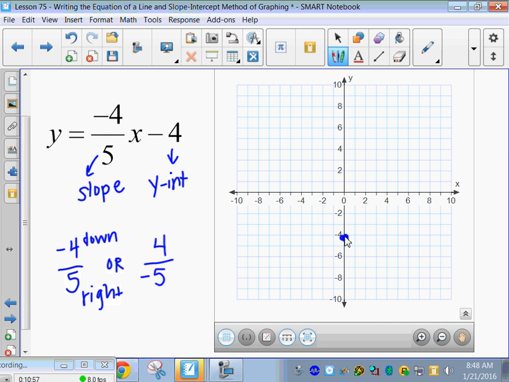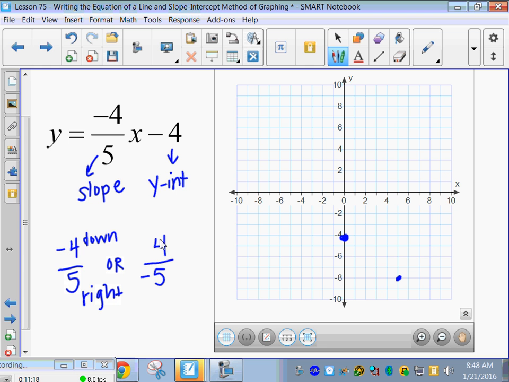So everybody put your pencil on -4 here. And we're going to count down 4. 1, 2, 3, 4. Do I put a point here? No, we have to go right 5. 1, 2, 3, 4, 5. Am I going to run out of room if I keep going here? Yeah, I'm going to get off my grid. So let's use the other one now to get some more points on my graph.